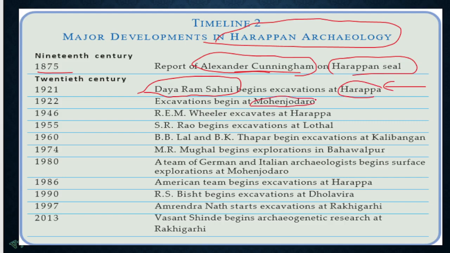When we dig deeper, we get a very well planned, excellent urban town. That is in 1922, so almost all at the same time. Then these people again: R.M. Wheeler, S.R. Rao, B.B. Lal, B.B. Thapar, M.R. Mughal.